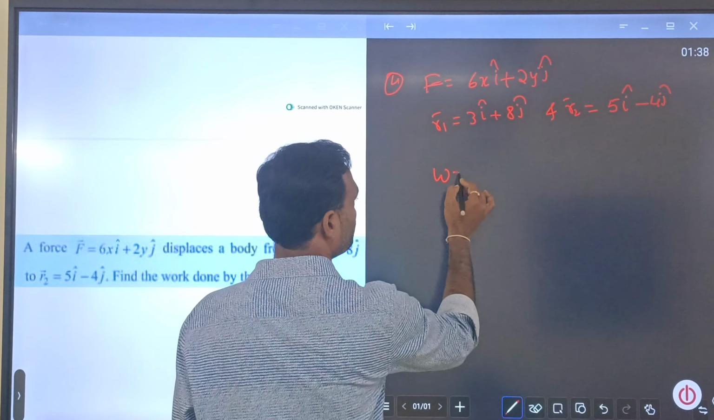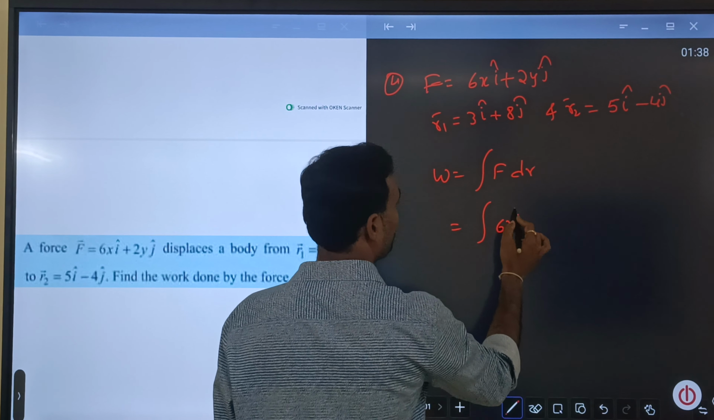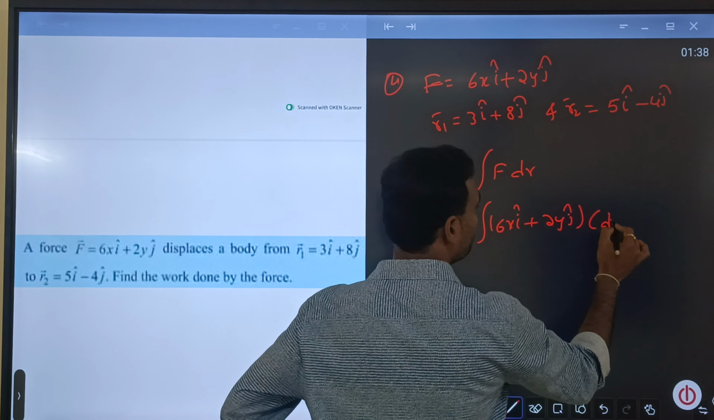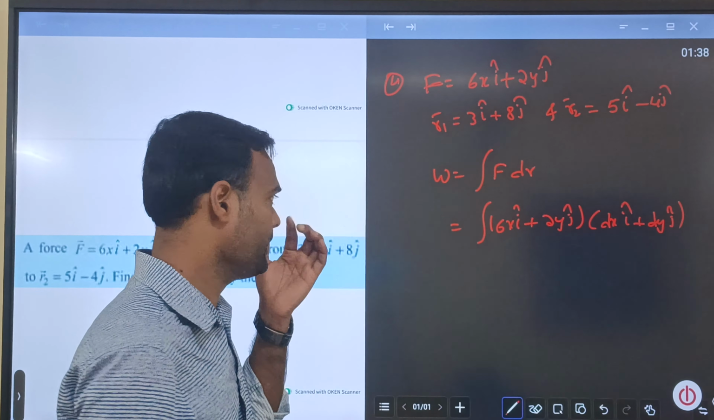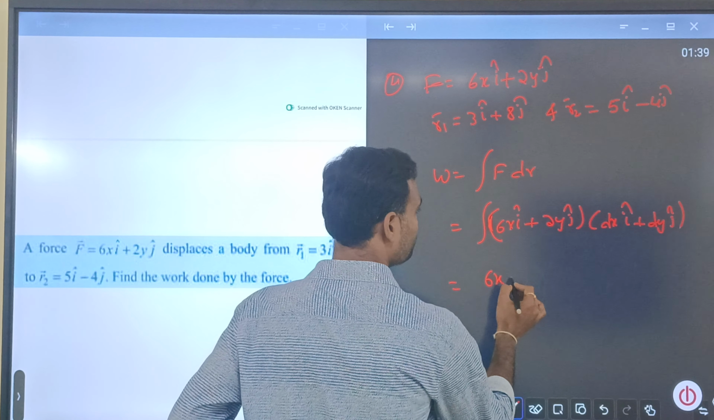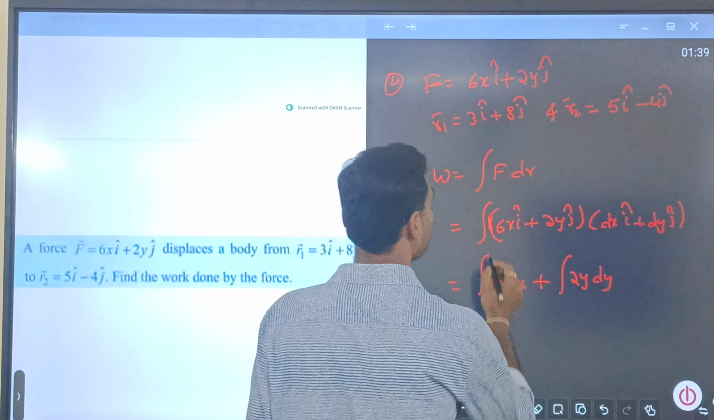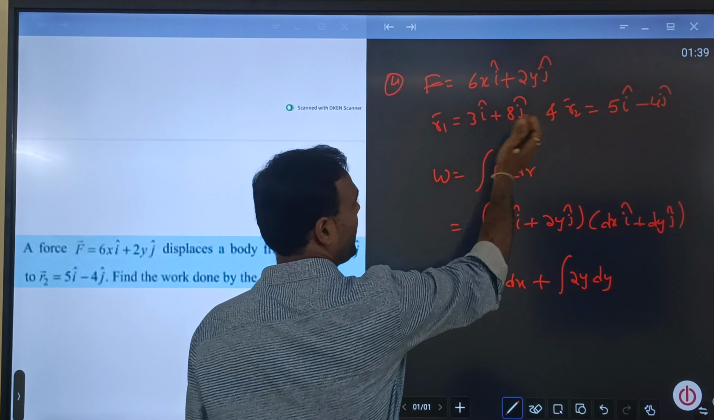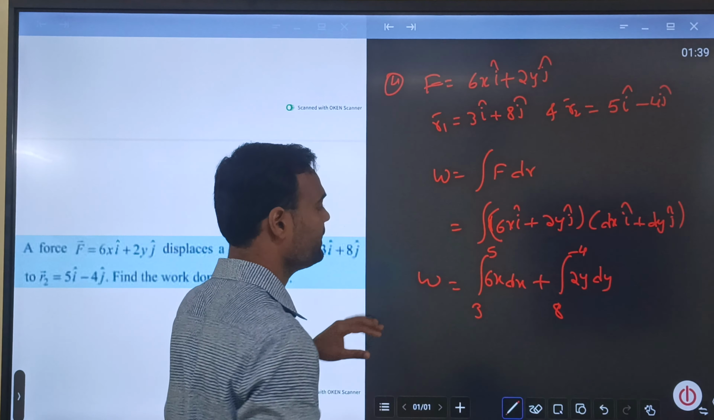And work done is equal to, we can write F dot dr, that is (6x i plus 2y j) dot (dx i plus dy j). I am representing in terms of vectors. Then this will be integration of 6x dx plus integration of 2y dy, and limits are 3 to 5 for x axis, that means i component, and for y axis 8 to minus 4, and this is the work done.